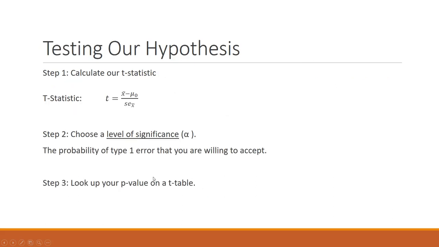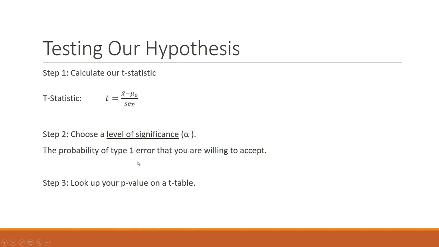So let's look practically. How do we do this? How do we actually do a hypothesis test? So step one, we calculate our t-statistic. All right, we use our sample mean minus the mean based on the null hypothesis, divided by the standard error. All right. Step two, we choose a level of significance. We choose an alpha. We choose the probability of type 1 error that we're willing to accept.